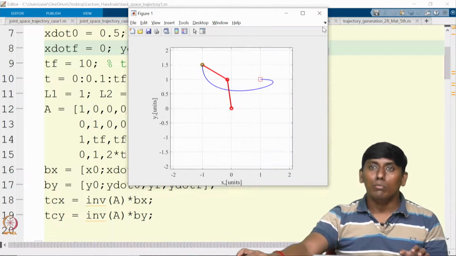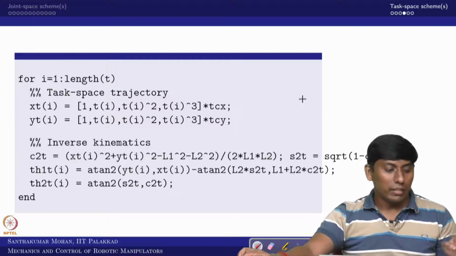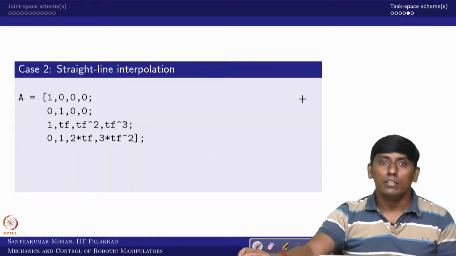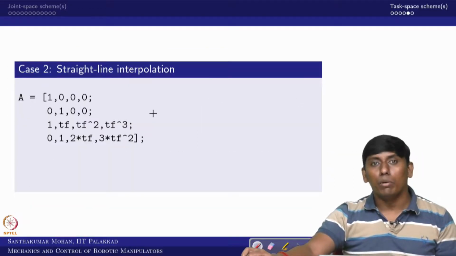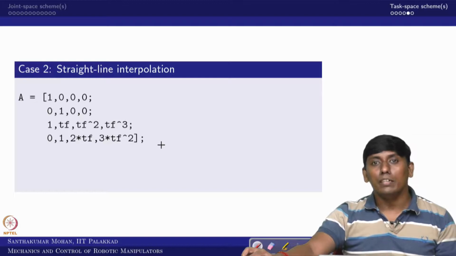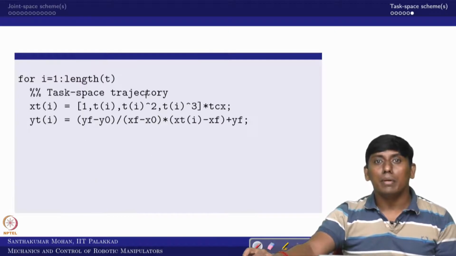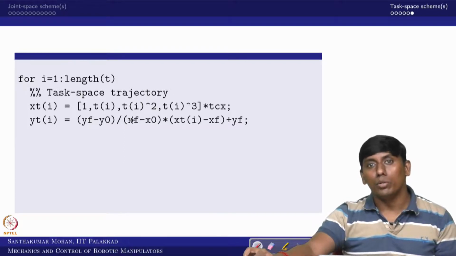Now we will move to the second case. What is the second case? It is the straight line interpolation. In the straight line interpolation, only one modification we can expect. What modification? We would derive only from x, so you can make only x, and then we can make y based on x, which is what we have done in the straight line interpolation, if you recall.